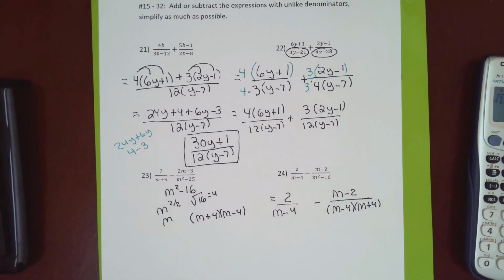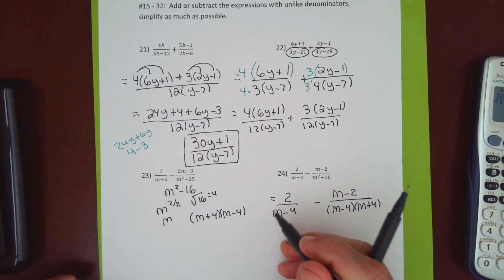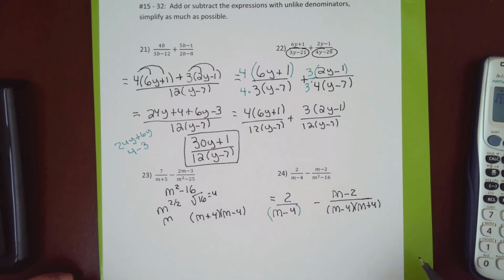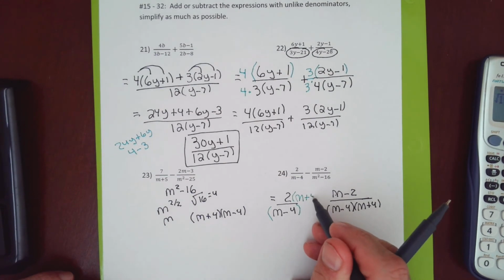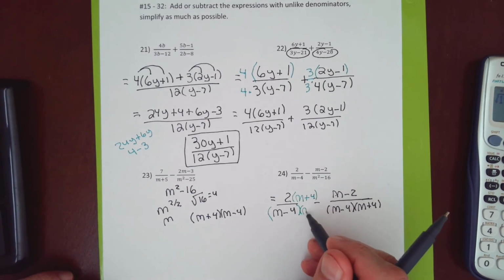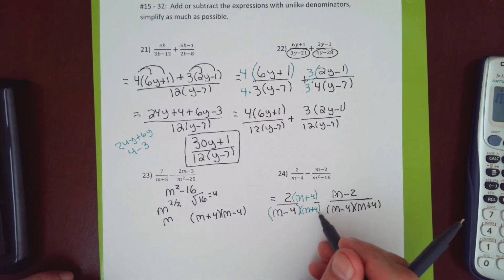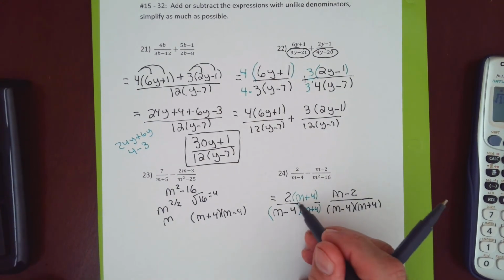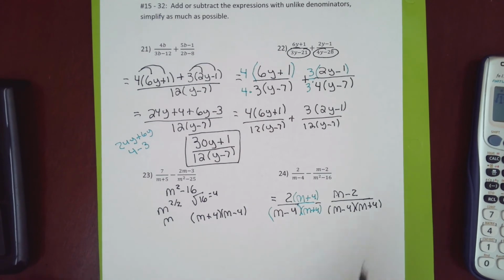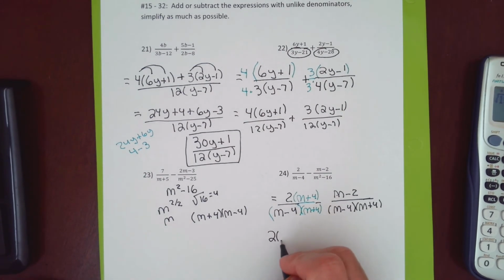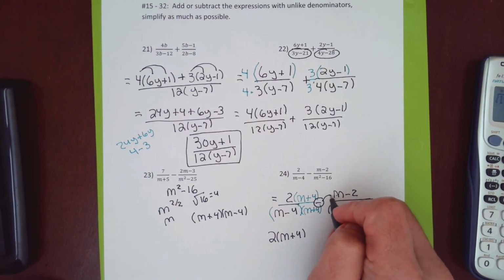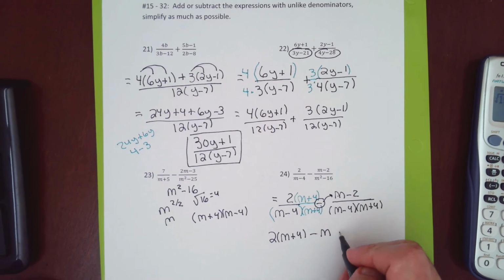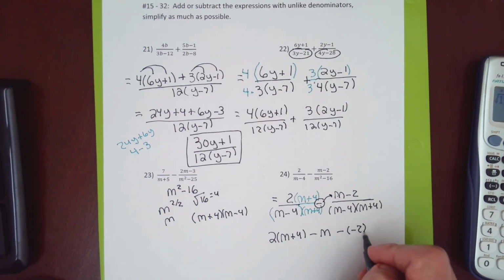So now I look at the fractions. They don't have a common denominator, but it should be obvious what the common denominator is because they have an m minus 4 in common. The right denominator has an m plus 4 that the left denominator doesn't. So I'm going to give it that m plus 4 top and bottom. So now I have two fractions with the same denominator. So I'm going to make the two fractions into one, and I need to subtract the m, and I need to subtract the negative 2 in the right fraction.